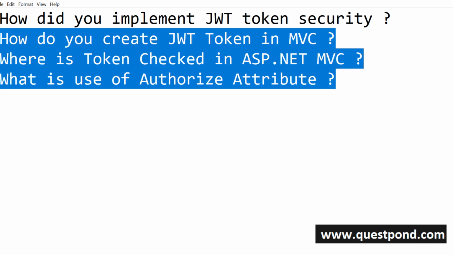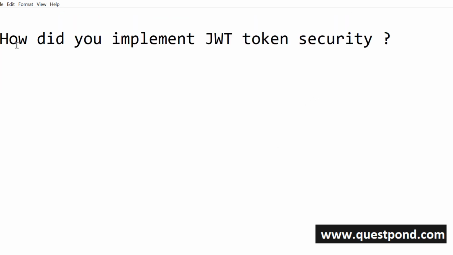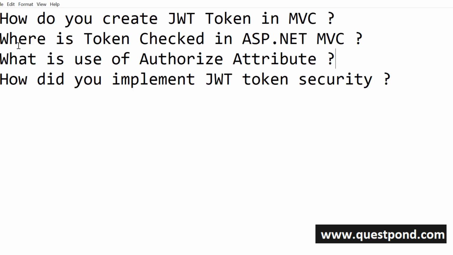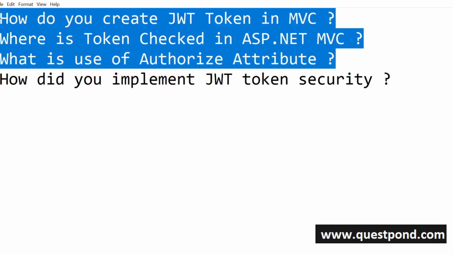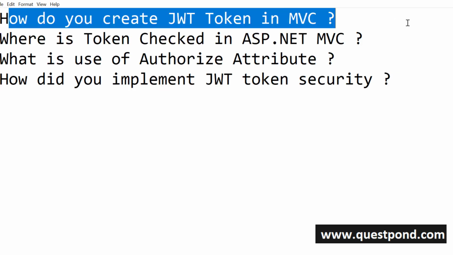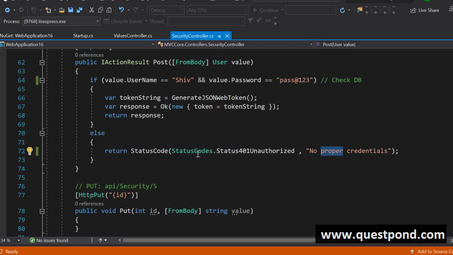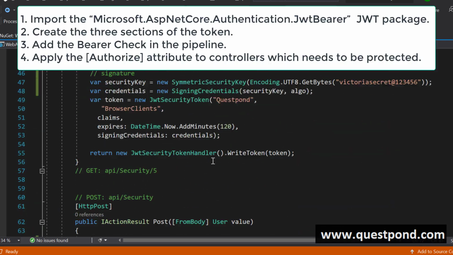I think if you are able to answer these three questions in an isolated manner, then you will be able to answer the fourth question, because the fourth question is a summary of all the three questions, right? So how do you create the JWT token? This is how you create the JWT token.